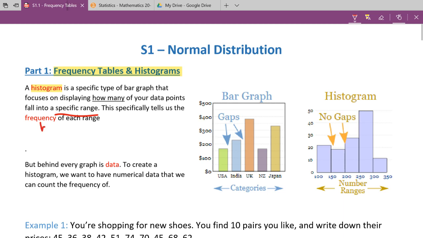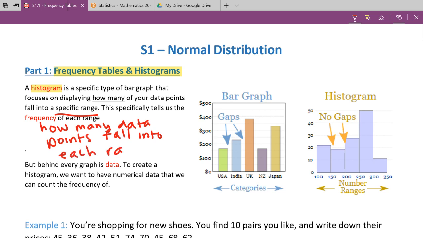So essentially, how many data points fall into each range. If we look at the images on the right, the first one is just a regular bar graph. It's telling us a comparison between some amount. It has a numerical amount up the side, but the bottom is categories. In this case, it's talking about countries: USA, India, the UK. And we can recognize that it's just a regular bar graph because there's gaps between the bars.